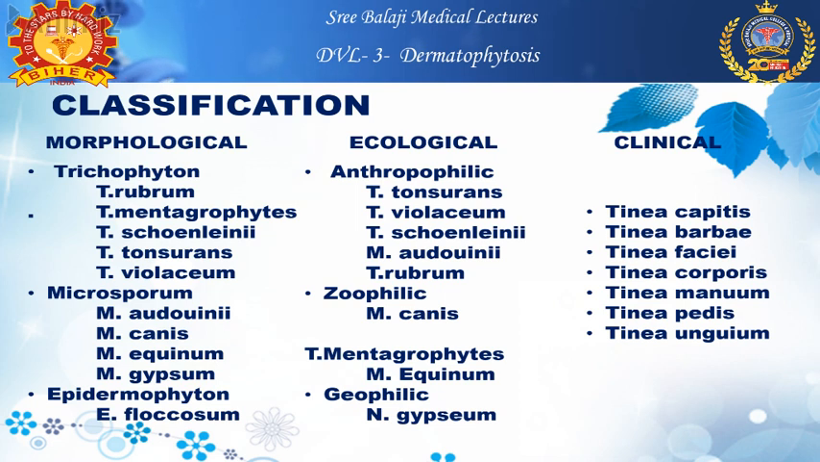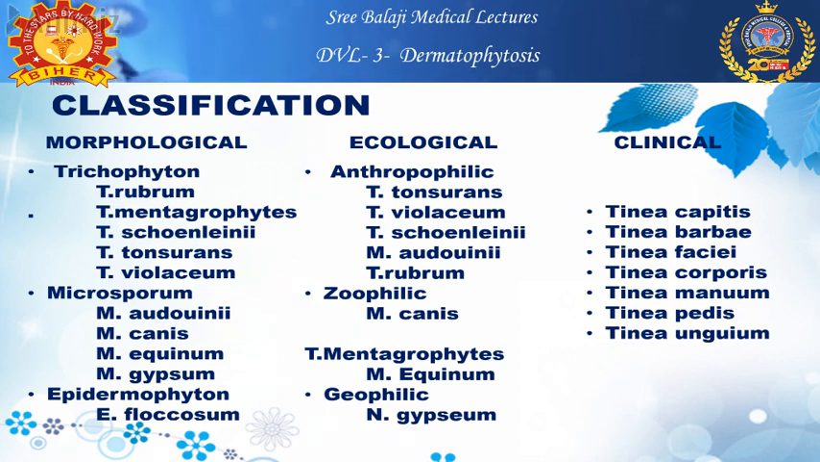Classical examples of anthropophilic infections are Trichophyton tonsurans and Trichophyton violaceum; for zoophilic it is Microsporum canis and Microsporum equinum; and a classical example of a geophilic fungus is Microsporum gypseum. Why do we classify them as anthropophilic, zoophilic and geophilic? Anthropophilic infections are usually non-inflammatory, whereas zoophilic and geophilic fungal infections are quite inflamed. They cause inflammatory skin lesions.